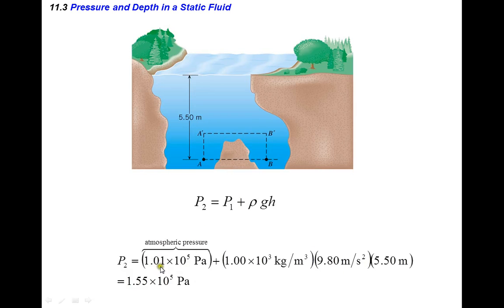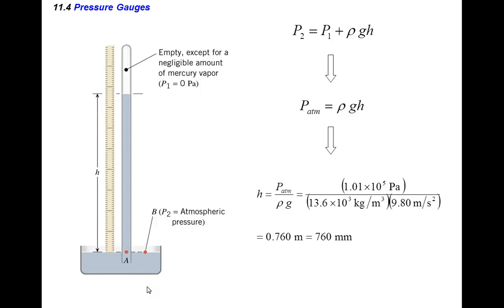Now we're going to call P1, our first pressure, the atmospheric pressure. That's the pressure of the atmosphere sitting up here pushing down on the surface of the water, plus rho, the density of the water, times G times the depth. So we get 1.55 times 10 to the 5th Pascal. We're used to a certain amount of pressure from atmospheric pressure, and then when you dive underwater, water's a lot more dense than air, and so you'll feel a lot more pressure on yourself.